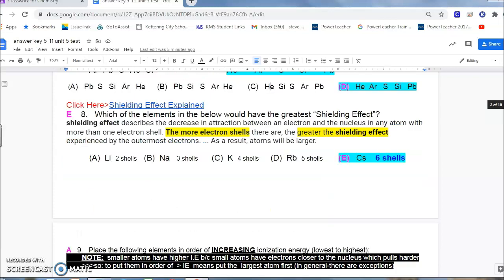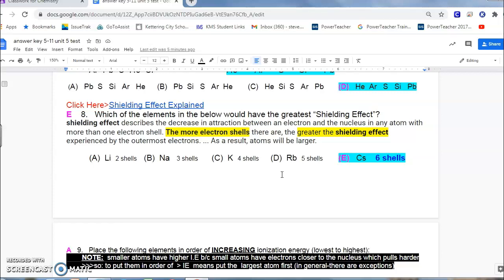The next question's on the shielding effect. Which of these elements would have the highest or greatest shielding effect? What is the shielding effect? The shielding effect, and you can click on there. They had a little link if you forgot what shielding effect was. But shielding effect is sometimes called the screening effect.